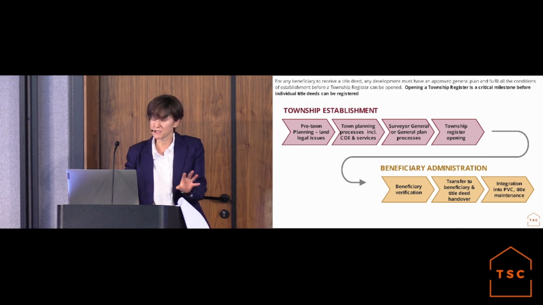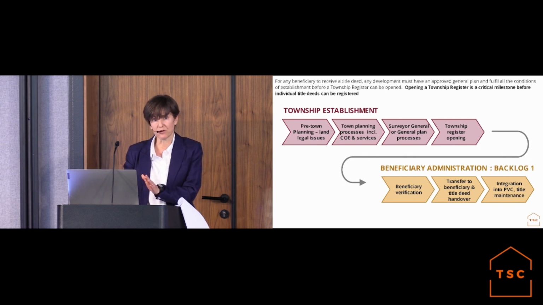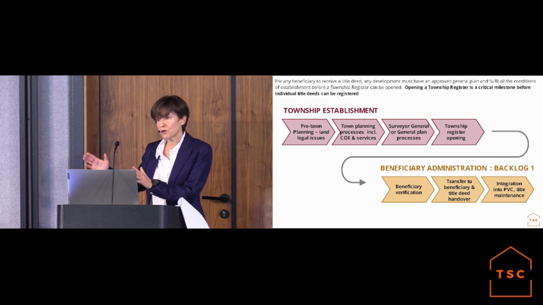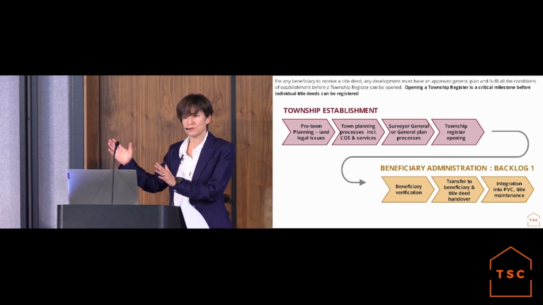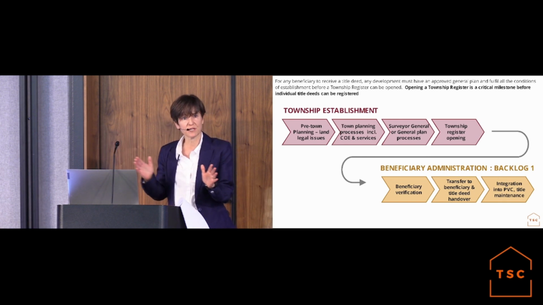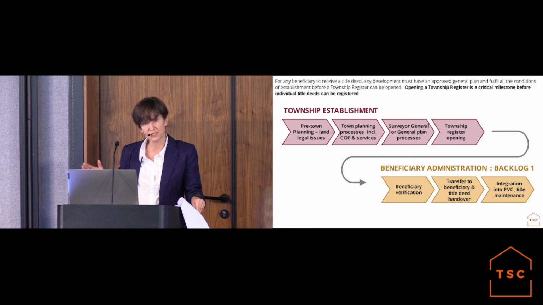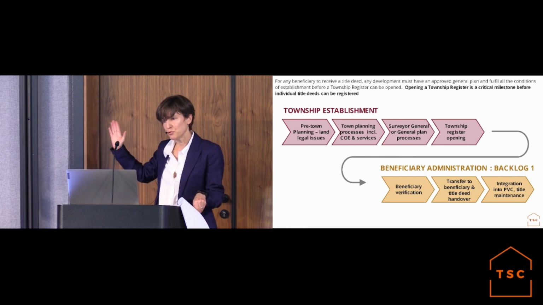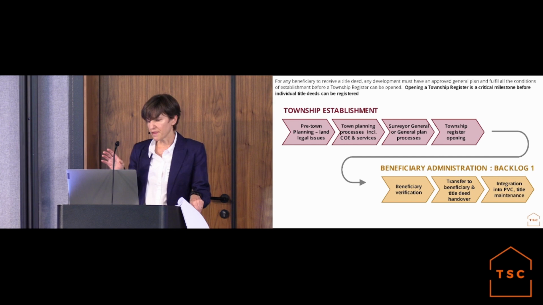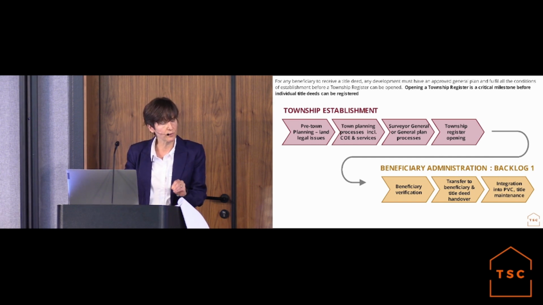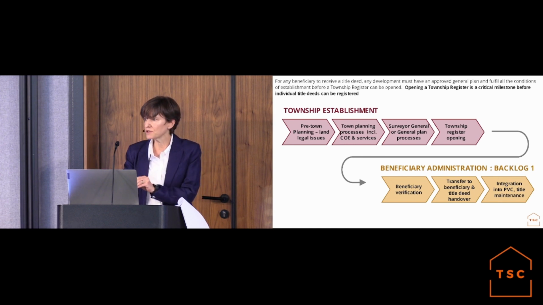So if we talk about the title deed backlog, we've called backlog 1 the beneficiary administration backlog, and that's because the way you solve this problem is from the end of the process working backwards. That's what Jermaine Abrams, our town planner who works with us, always says. You start at the end and you work backwards when you're solving this. So that's our backlog 1. The property's in the deeds office, we can see it, it's owned by the municipality. We just need to transfer that to the rightful owner.